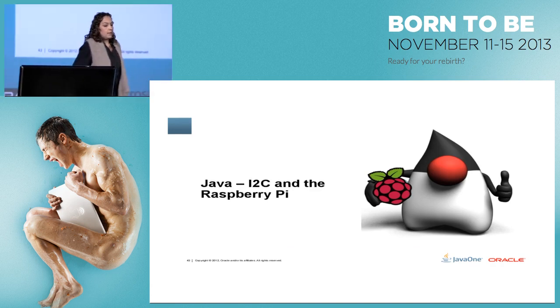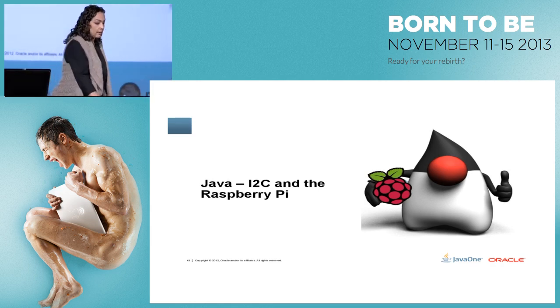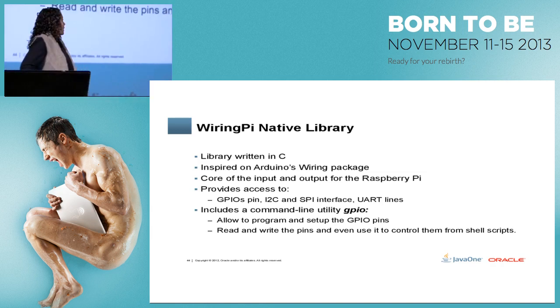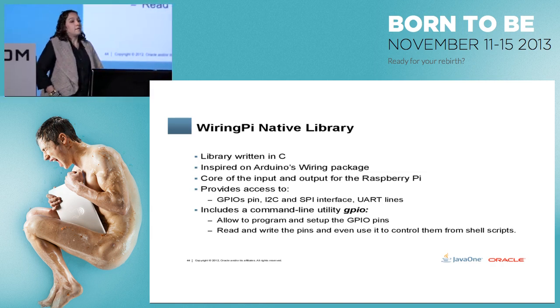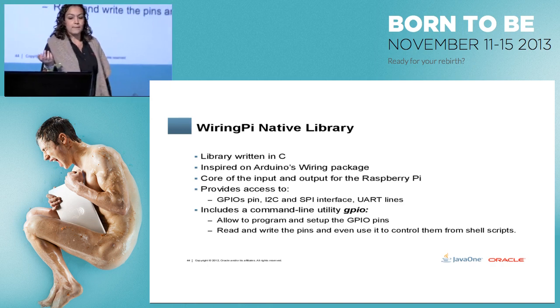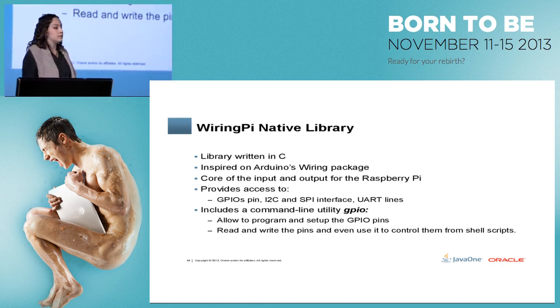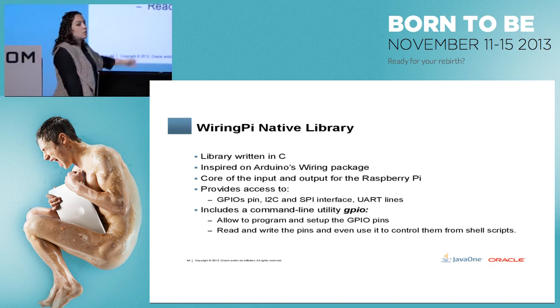A little bit about the software. So again, Java and I2C for the Raspberry Pi. I was lucky enough to find this library. First, there is a native library that is called Wiring Pi. It's all written in C and inspired by Arduino wiring packages. And it actually provides all the functionality that we're normally looking for: GPIO, I2C, SPI, and UART.